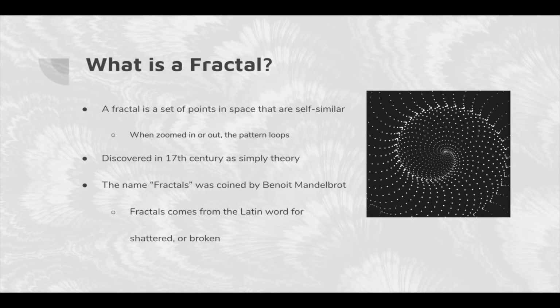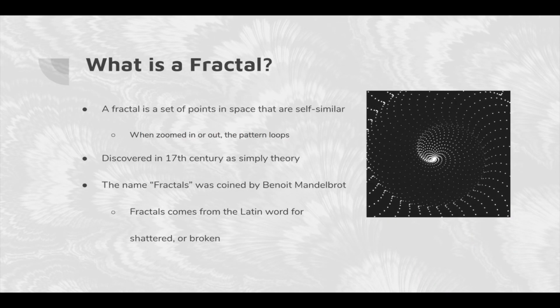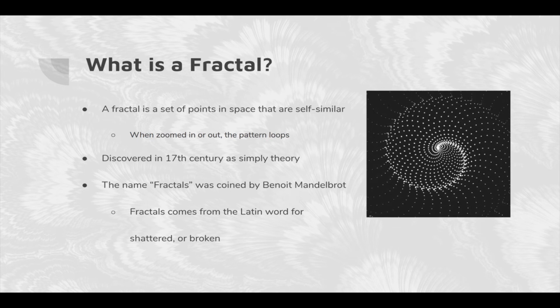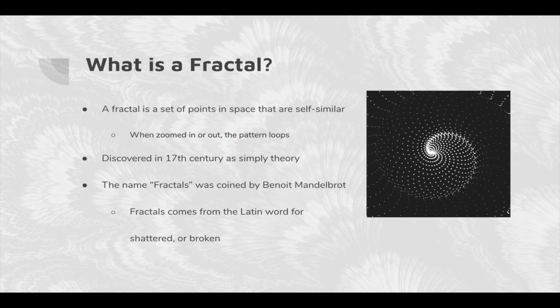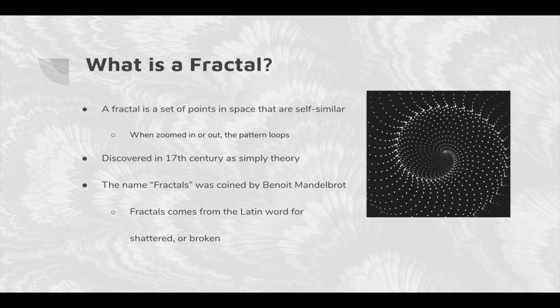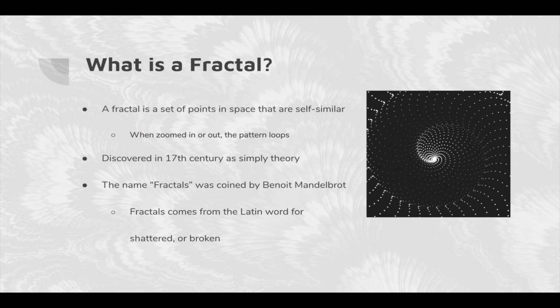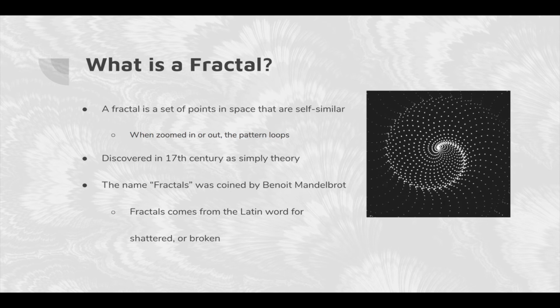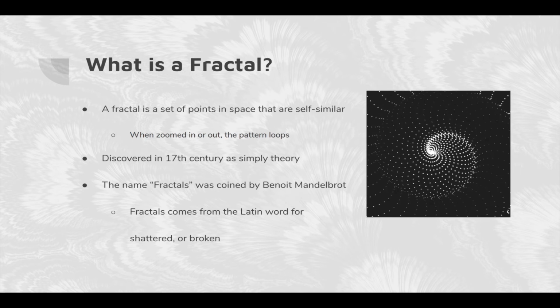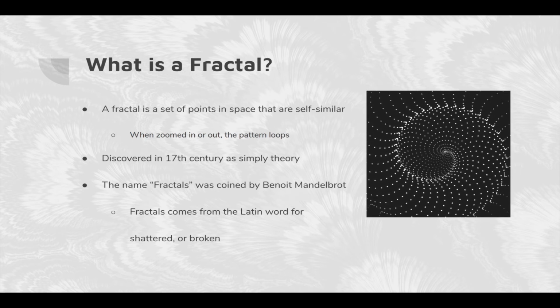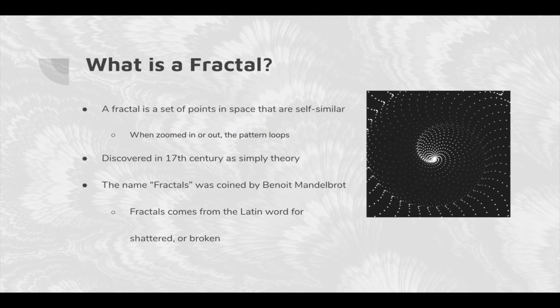What is a fractal? A fractal is essentially a geometric shape that is self-similar across all scales. And what that means is that no matter how much you zoom in or zoom out, it's always going to look the same. You can think of it as a pattern that loops to infinity. If you zoom in on the shape, you're just going to see the same shape over and over again.